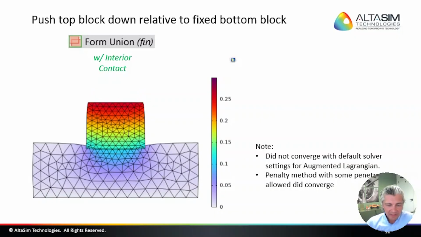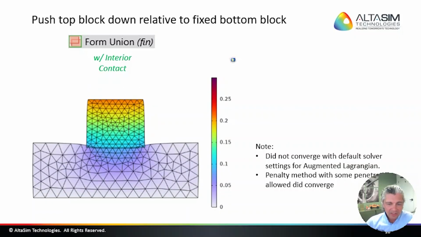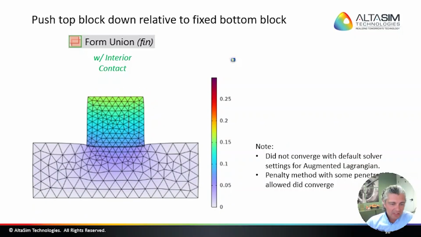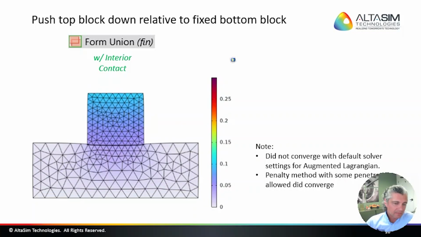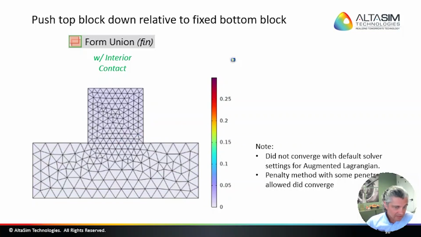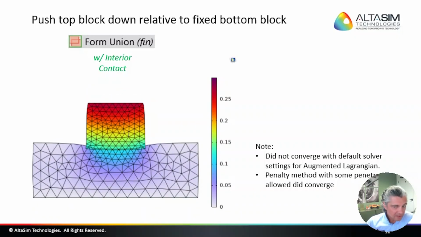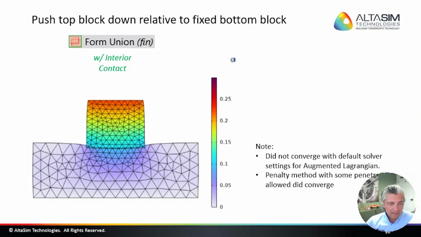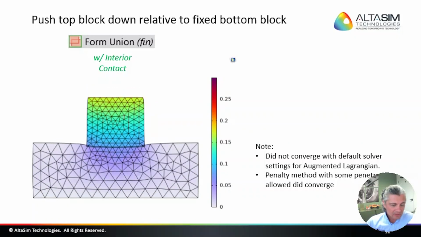And so we'd recommend going with the penalty approach that does allow for some penetration between the top and bottom parts for numerical stability. But you can solve this with the form union feature with interior contact now in the new version.